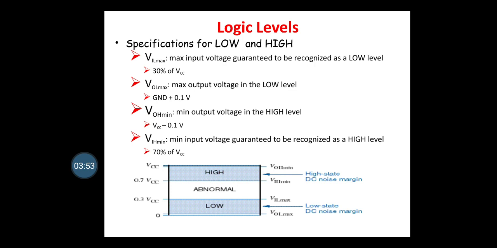So here are the logic level specifications for low and high. For any digital circuit, for logic 1 and logic 0, there are some specified voltages that we are going to look into. First is VIL max. It is the maximum input voltage guaranteed to be recognized as a low level, that is, for logic 0. It is generally taken as 30% of VCC. So the maximum voltage which you apply is normally 30% of VCC.